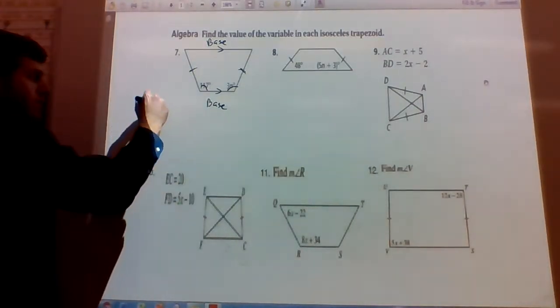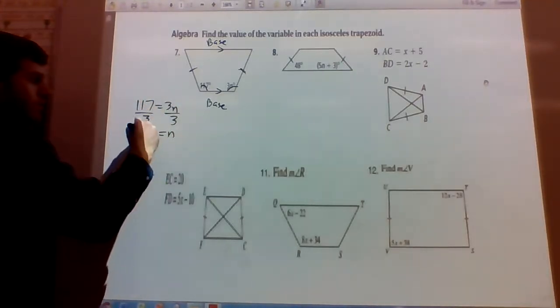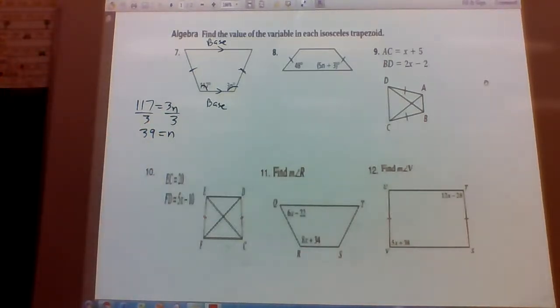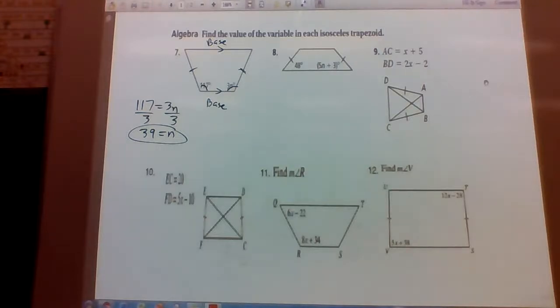So 117 is going to equal 3n. Divide by 3, n is going to be 39-ish. Let's see, 40 is 120, so 39 is our answer. Right, 120 divided by 3 is 40, so 117 divided by 3 is going to be 39.